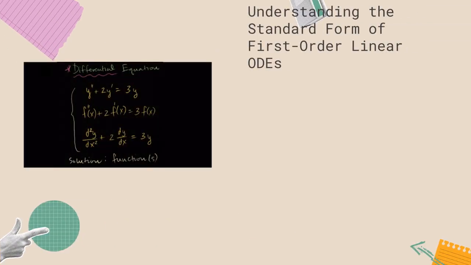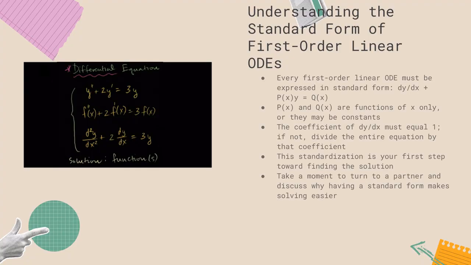To solve these equations, we must first put them in standard form. dy/dx plus p of x times y equals q of x. P of x and q of x can be functions of x or constants. The coefficient of dy/dx must be 1, so divide the entire equation if needed. This standardization is the essential first step.